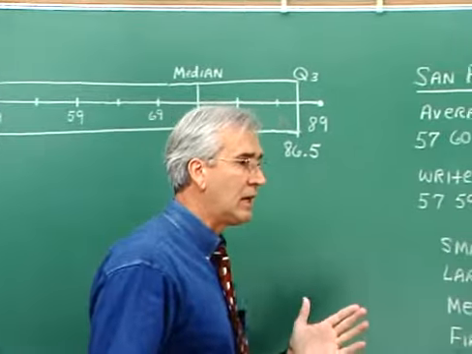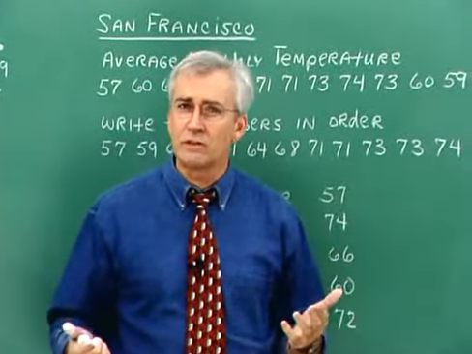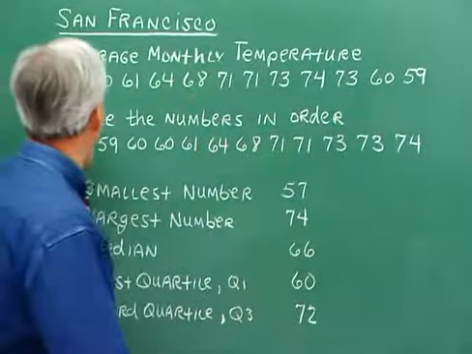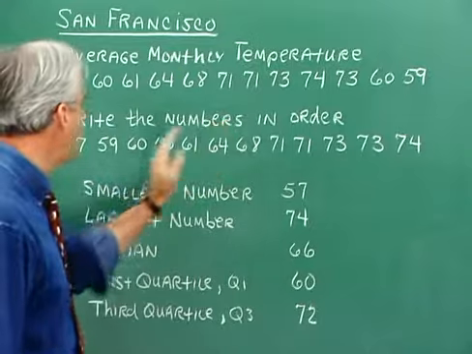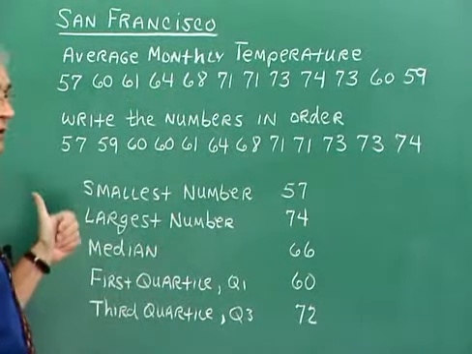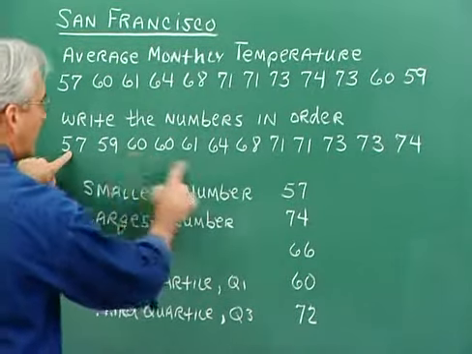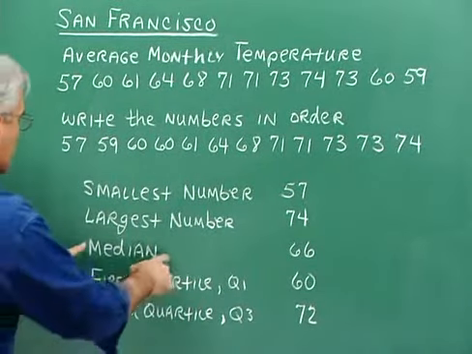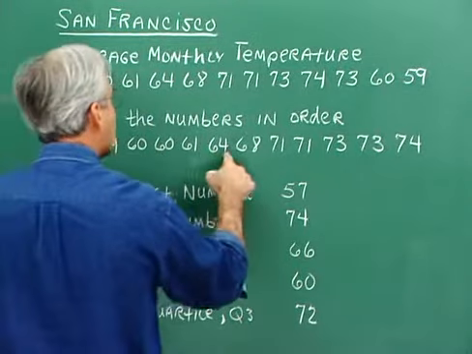Now, we said that the mean, or the average temperature, is 57 degrees. But here are the monthly numbers going from January through December. And placing the numbers in order, I get these values. And now I have listed all of the items that I listed above. Let's make sure we understand how we arrive at these. The smallest number is the 57 here. The largest number is the one on the end, the 74. And then the median, there are 12 items. 1, 2, 3, 4, 5, 6.